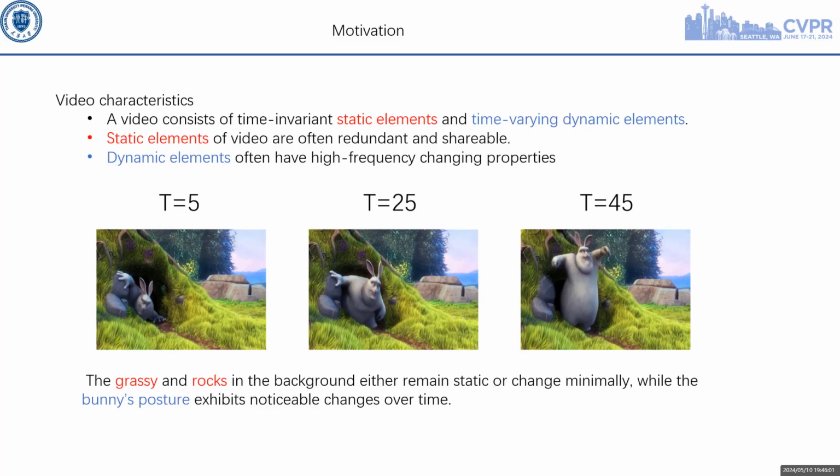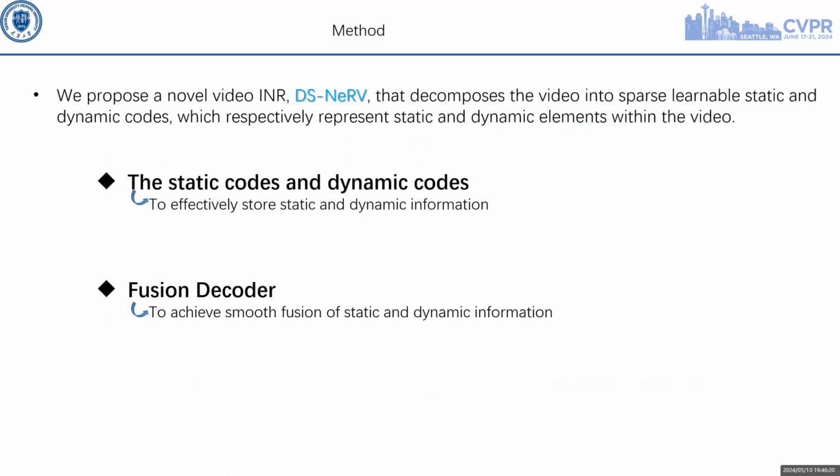Therefore, in order to reduce the size of video INR, it is advantageous to compress these redundant, static information. On the other hand, dynamic elements need to be modeled smoothly throughout the video to preserve high-frequency details. In order to achieve this purpose, we proposed two effective designs. First, we designed a static and dynamic code to capture the static and dynamic information in the video. We also designed a fusion decoder to fuse the obtained static and dynamic information.